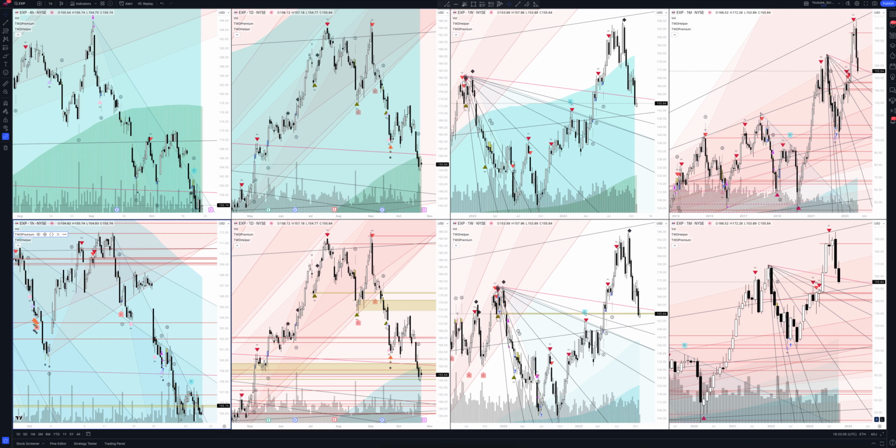Today we will take a look at Eagle Materials Inc. stock. Let's analyze the market situation and find out how you can make money on it. Let's start.